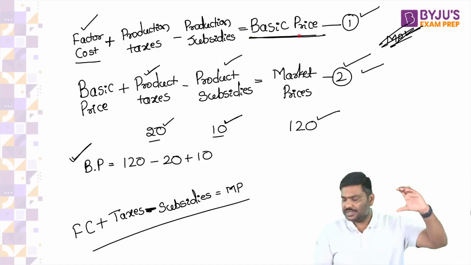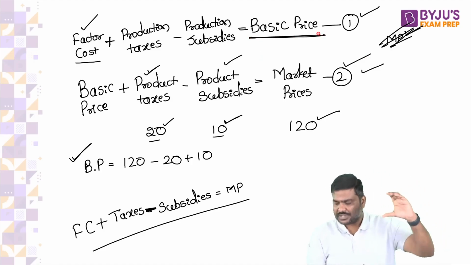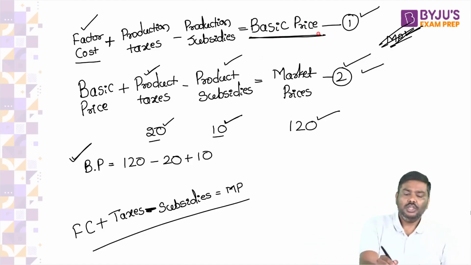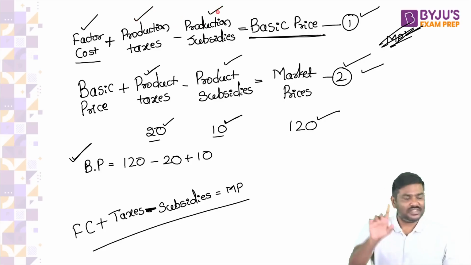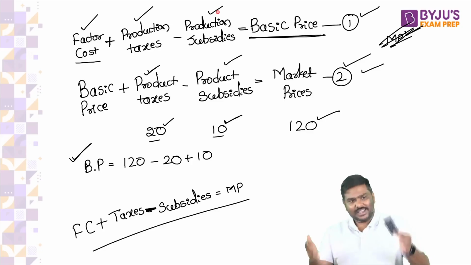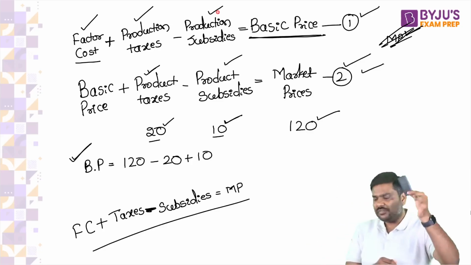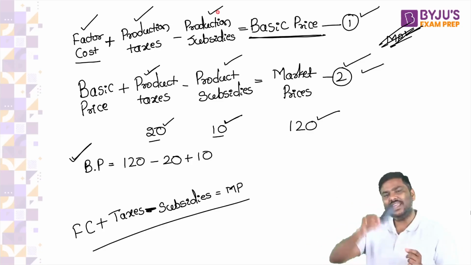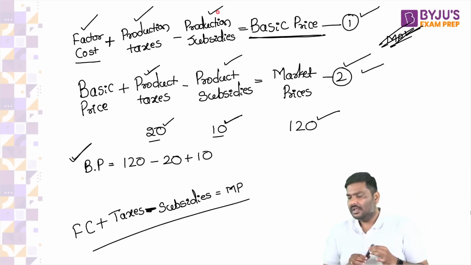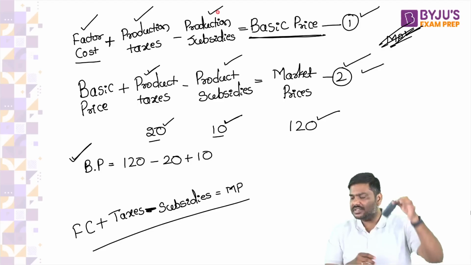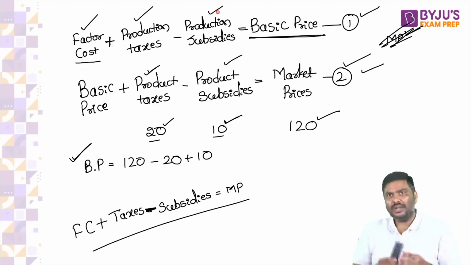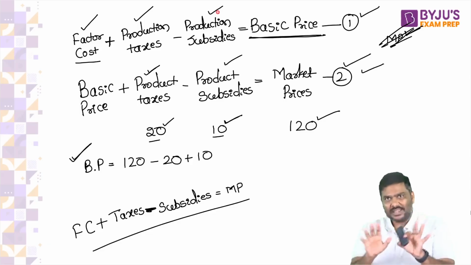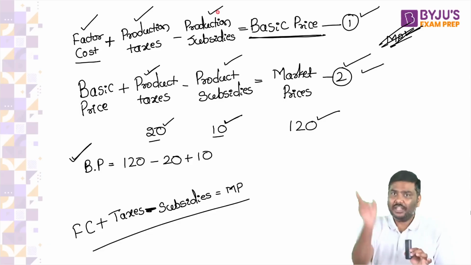You start with the factor cost. You add the production taxes, subtract the production subsidies. Now, many of you ask, sir, why are you doing the first formula? That's the reason I said, imagine you're manufacturing this remote control and you're selling it in the market. My argument is, the basic price is nothing but the price that you should receive.